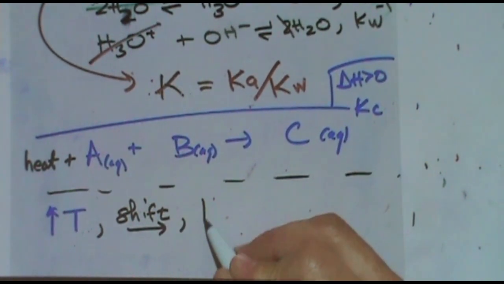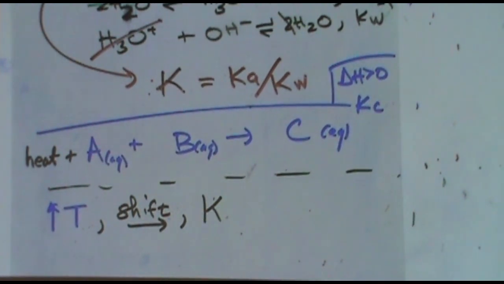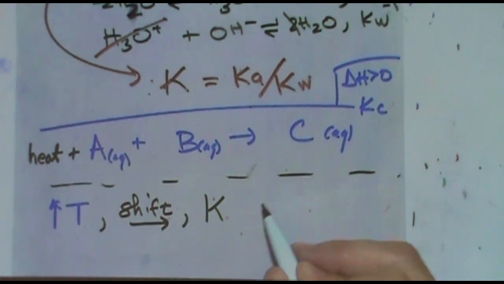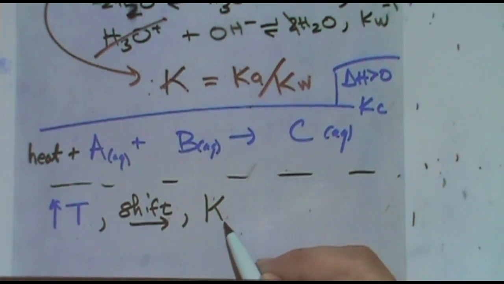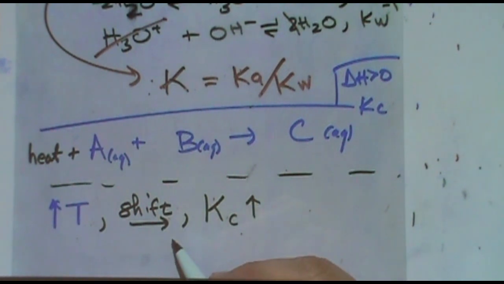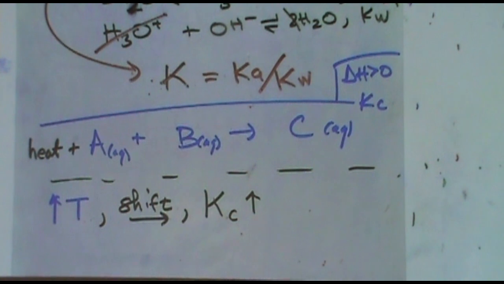So remember, one of the only things that's going to affect K is the temperature. Okay, so I'm using the word shift, but if equilibrium moves to the right a little bit more, will K go up or down? Yeah, a little bit, because there's more products now. So for an endothermic reaction, increasing the temperature will cause K to go up. So that means the right-hand side is going to be a little bit more favored than it was before. Yes?